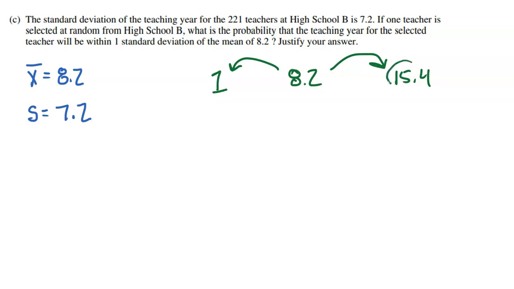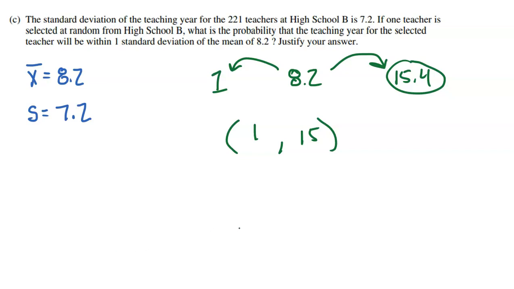Now, you cannot have a decimal number of years teaching. Remember, we did say it was an integer. You could have 15 years, but you can't have 15.4. So I'm actually going to change that to just a 15. So basically, the interval I'm looking at is 1 to 15. Any teacher that is from 1 to 15 years is going to be the type of teacher I'm looking for, right?